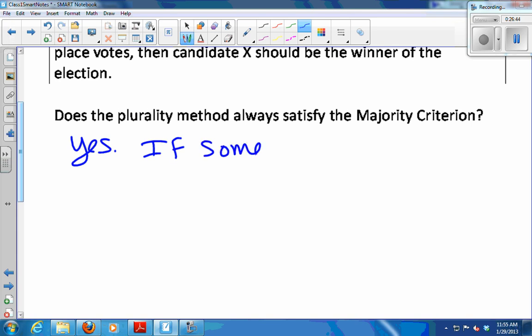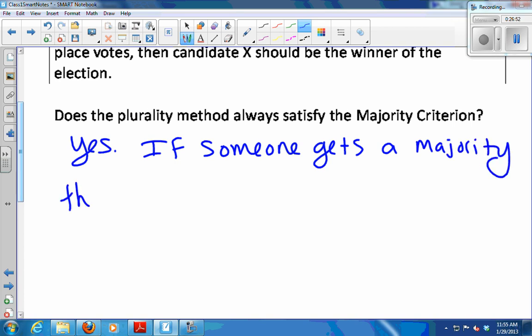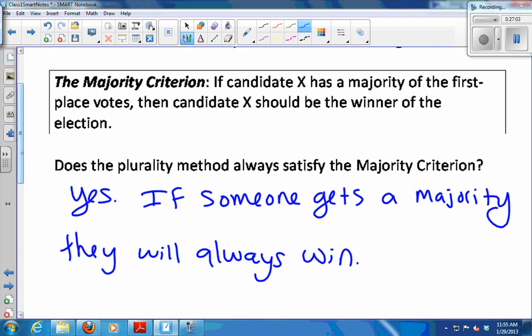If someone gets a majority, correct, that's a good point. In our case, no one got a majority. Does that violate this rule? If no one got a majority, what does this rule say about no one getting a majority? It doesn't say anything, right? It doesn't say they can't win. It doesn't say they should win.